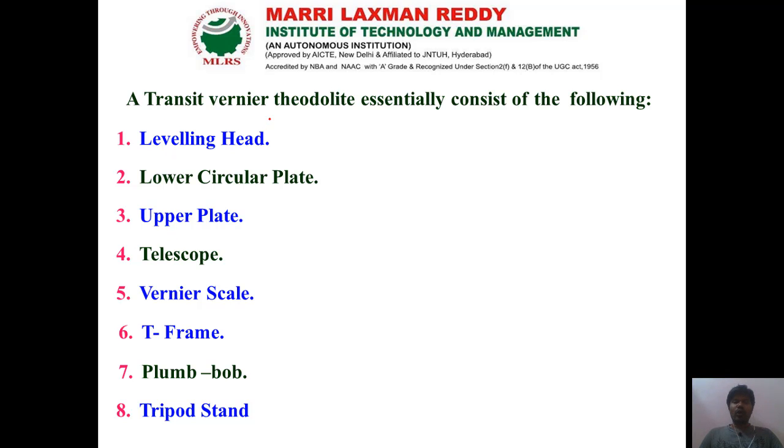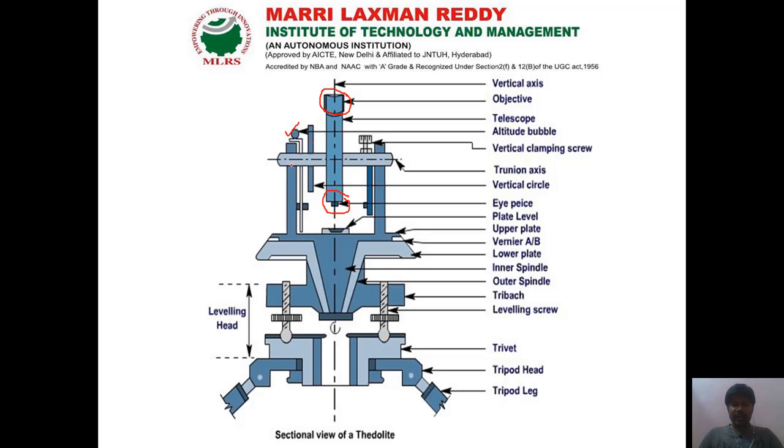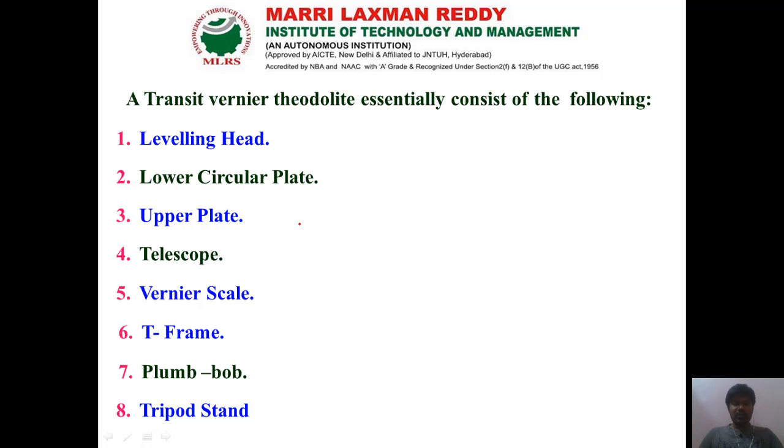Next, a transit vernier theodolite consists of the following essential parts: leveling head, lower circular plate, upper plate, telescope, vernier scale, T-frame, plumb bob, and tripod stand. The T-frame is nothing but the frame we have here. These are all the essential parts we have in the theodolite.